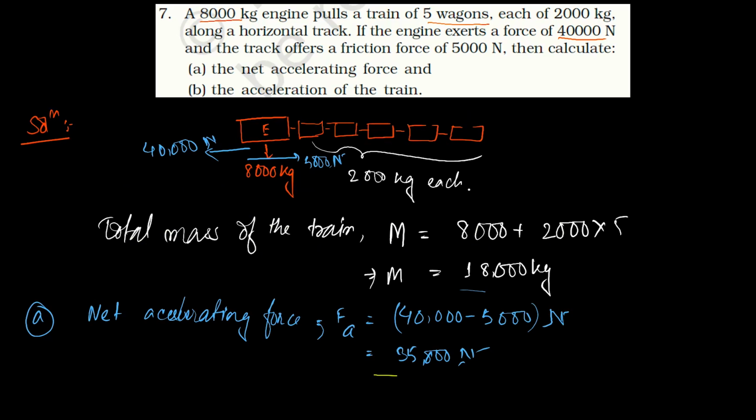The net accelerating force is what acts whenever the train has to move forward by applying a force of 40,000 Newton. When the train applies a force of 40,000 Newton, a backward force is also acting. That is the frictional force, acting in the opposite direction of the force given by the train, so we have to subtract it. That force is 35,000 Newton. Once we get that accelerating force, we can calculate the acceleration using the total mass of the train.